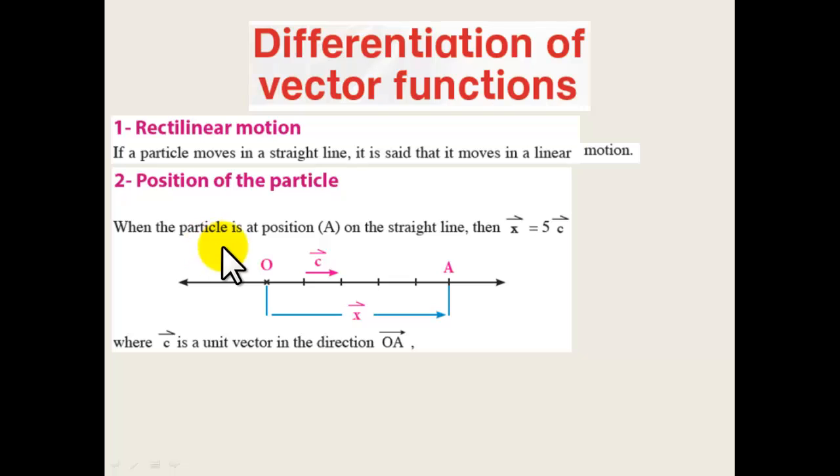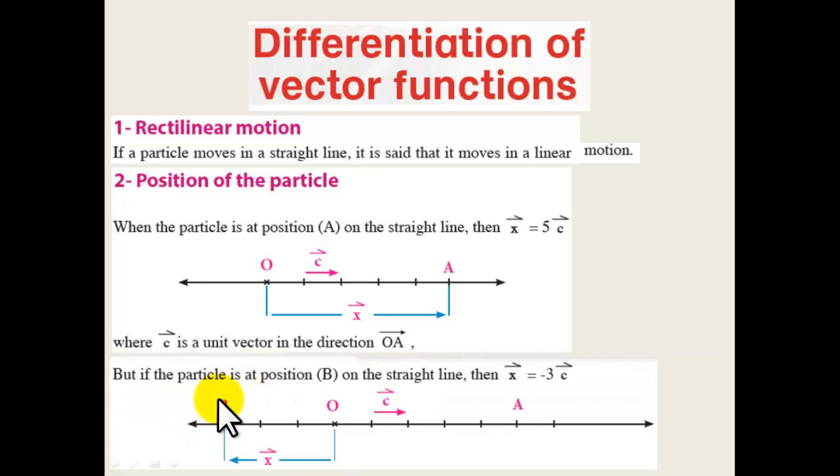When the particle is at position A on the straight line, then x equals 5c. What's the distance between O and A? It is 5 units, 1, 2, 3, 4, 5 units in the direction of the unit vector c, where c is a unit vector in the direction of OA. Actually, it is in the positive direction of the motion.